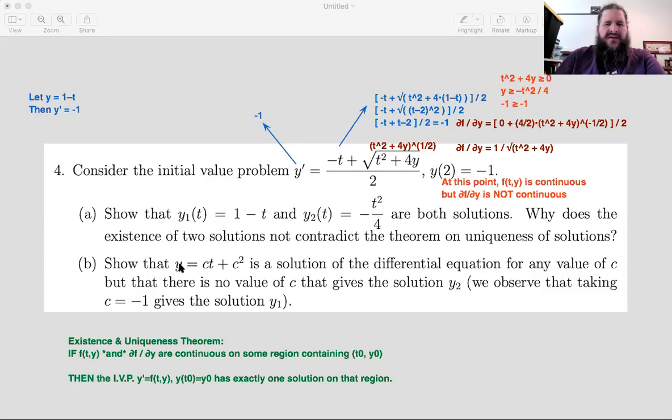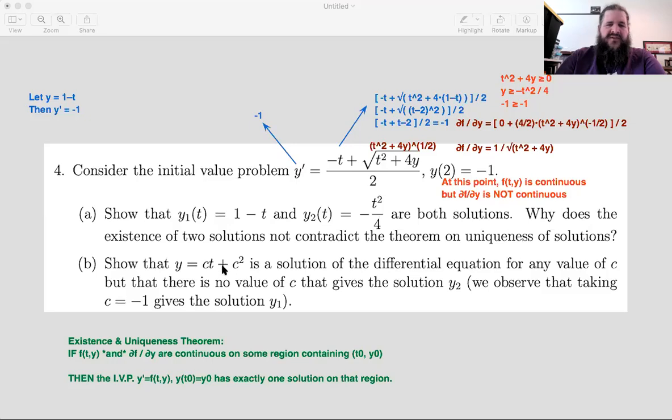And then B, I think, is just generalizing it. We want to show that this family of functions in general, anything of the form ct plus c squared, where c is some constant, is a solution. And again, you can show that just by plugging it in. This isn't really saying find the solution of this differential equation. It's saying here's a solution, plug it in to show that it really is the solution.